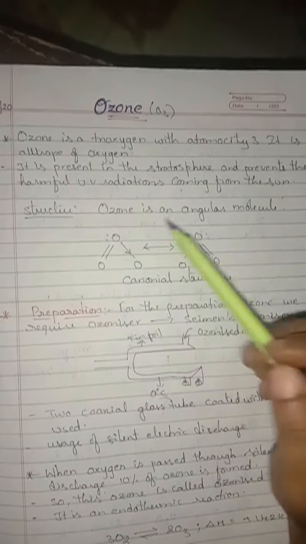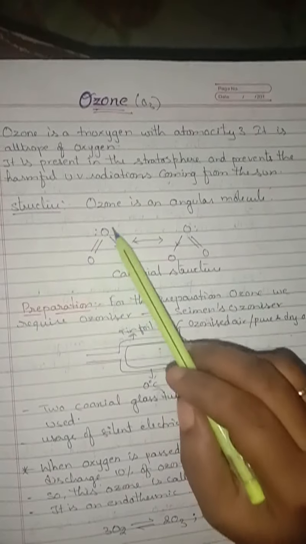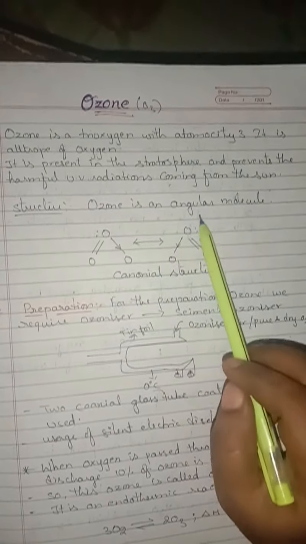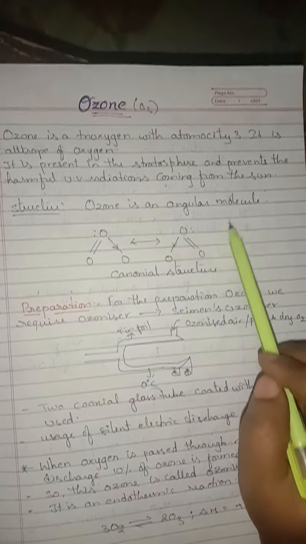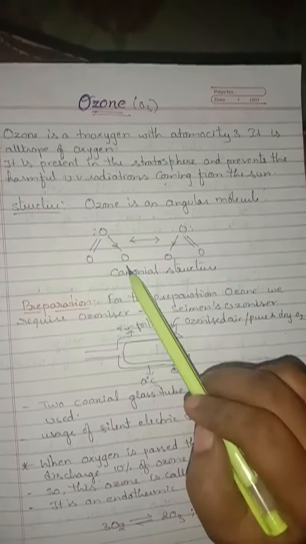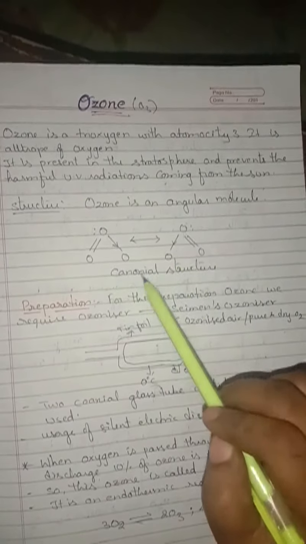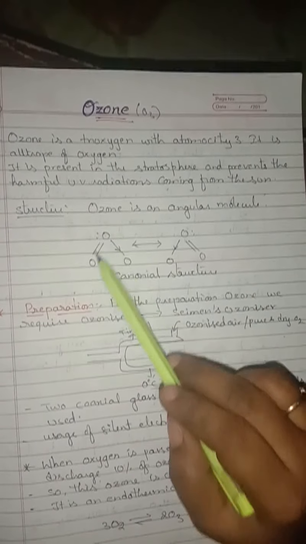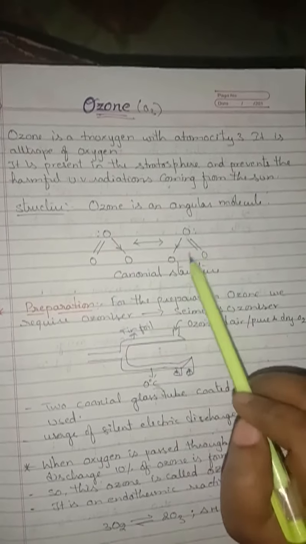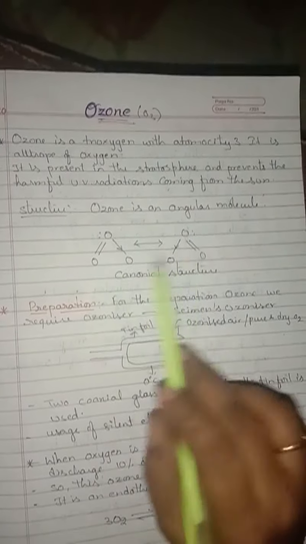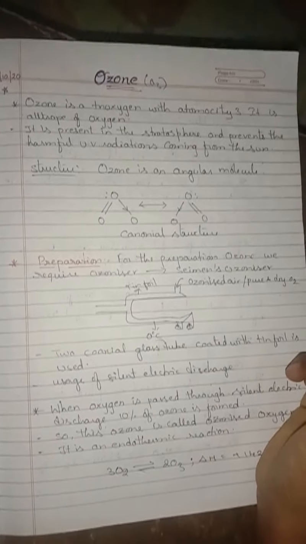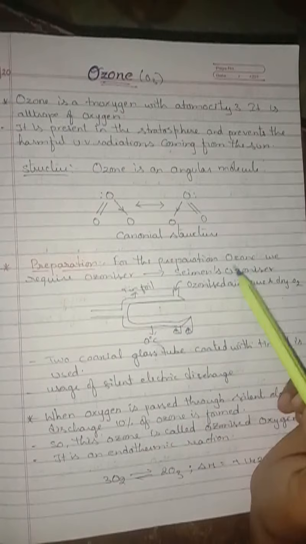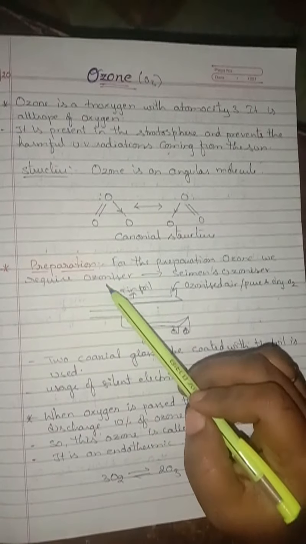If we see the structure of ozone, as it has three oxygens, ozone is an angular molecule, which means it is V-shaped. So three oxygens, and its resonance structure will be like this. Three oxygens are combined like this, and it has two forms, also called canonical structures or resonance structures.